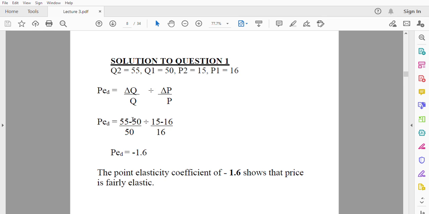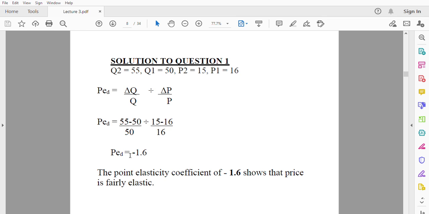We insert our figures here. So Q2 minus Q1 is 55 minus 50 divided by 50, which is the original quantity or the previous quantity, all divided by 15, which is P2 minus P1, 15 minus 16, all divided by 16. Then you calculate. You can use your calculator or you can do it manually. The answer is negative 1.6.